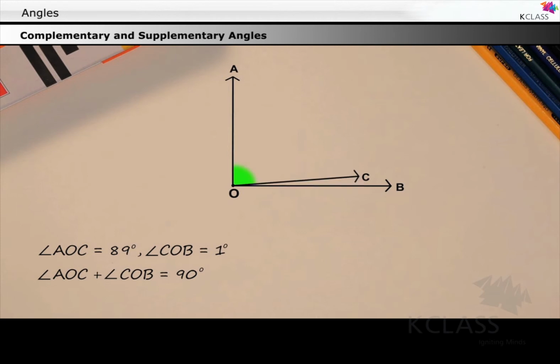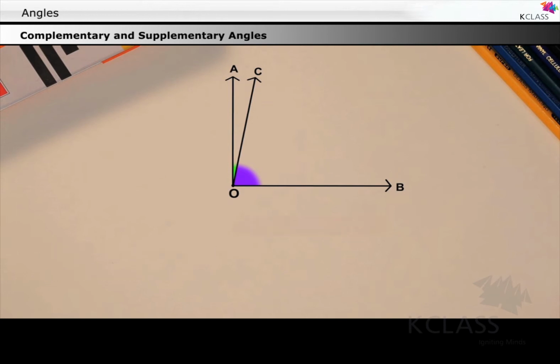Friends, in this way I can move OC to have 90 combinations such that the two angles AOC and COB total to 90 degrees. Angles AOC and COB are called complementary angles as the sum of their measures equals 90 degrees.